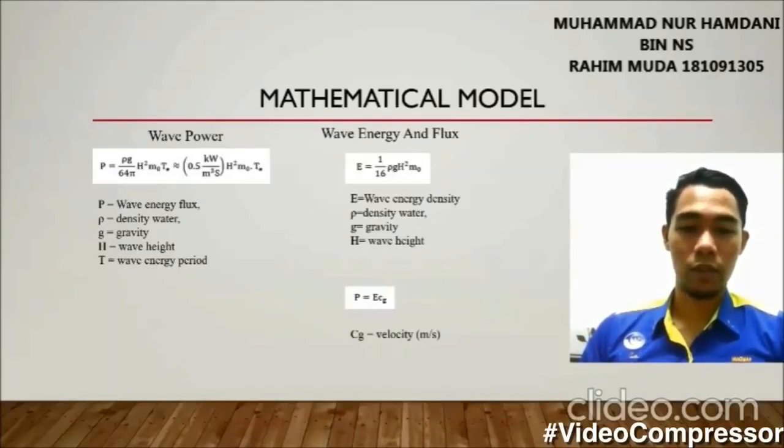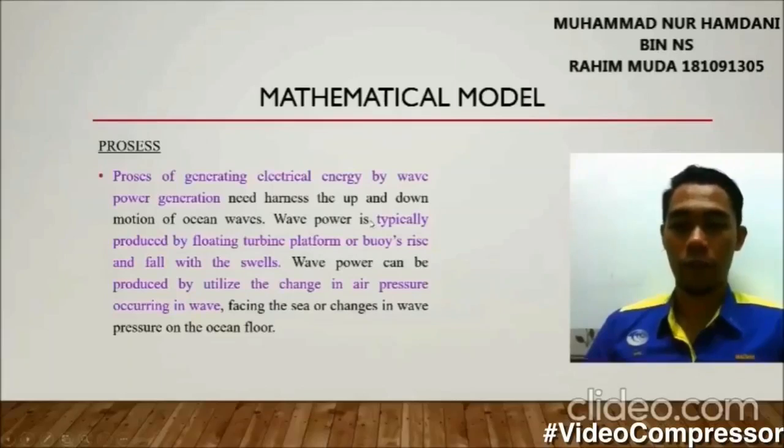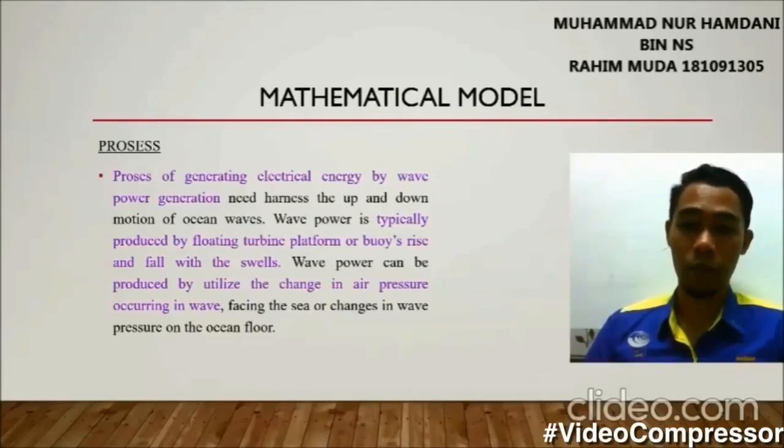Cg is the group velocity. The process of generating electrical energy by wave power generation needs to harness the up and down motion of ocean waves. Wave power is typically produced by a floating turbine platform or buoys that rise and fall with the swell. Wave power can also be produced by utilizing the change in air pressure occurring in a wave-facing chamber at the sea, or the change in wave pressure on the ocean floor.